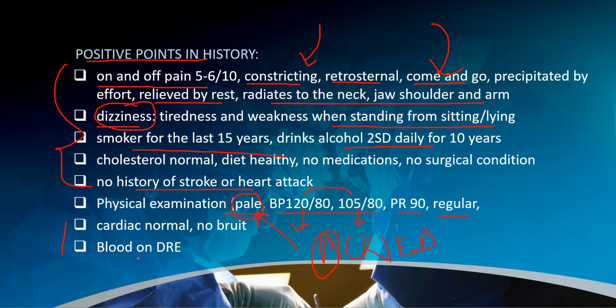Others are all normal. In case of anemia causing angina, you need to also try to find out if there is any blood on DRE. Because most of the time anemia happens due to GI tract blood loss. So always try to do a DRE to see if there is any blood. Okay, so that should be your main thing in here.